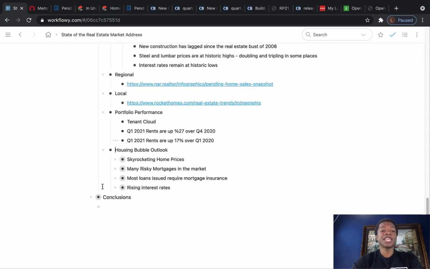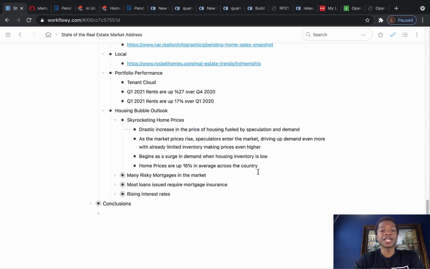And now one of the last things that we want to take a look at in terms of considering the state of the real estate market is some of the indicators. We want to take a look at some of the indicators that might suggest that we could be on the verge of a housing bubble. And so what kind of things do you look at when you're trying to determine if you're on the verge of a housing bubble? Well, one of the first things you look at is skyrocketing home prices.